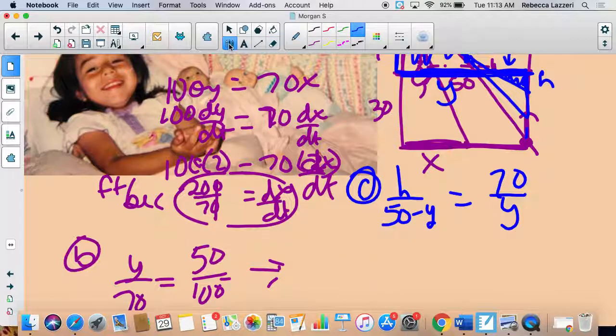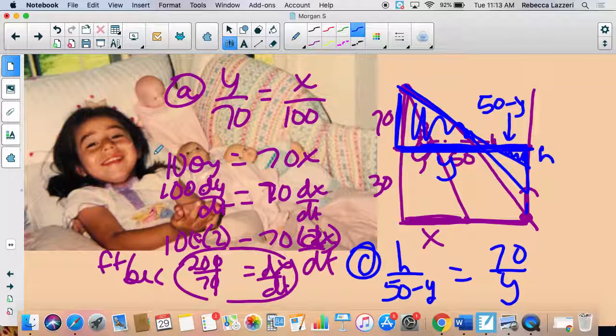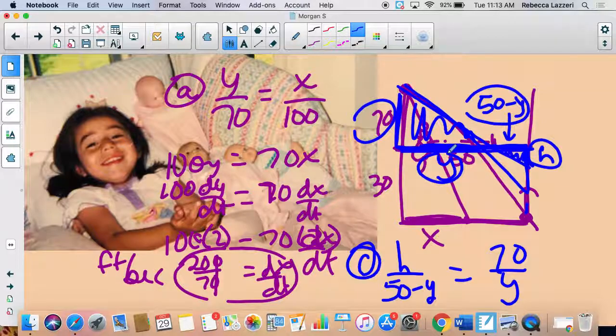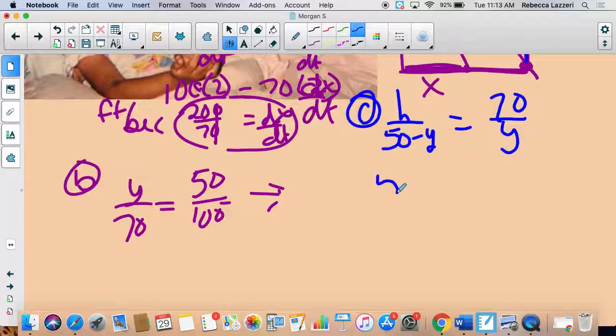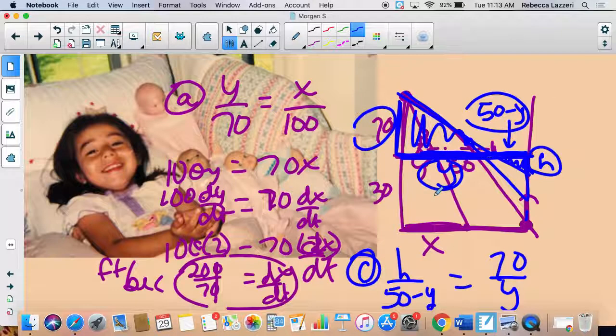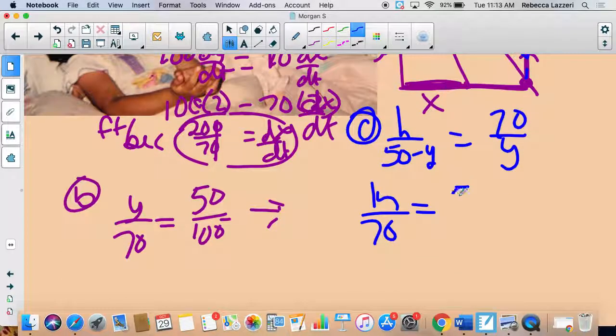Okay, now, I don't have to set it up that way though. I showed some people this morning that you also could do this. You could go side is to side as base is to base. So I could say h is to 70 as 50 minus y is to y. Couldn't I go side is to side as base is to base? Okay. So watch what happened if I did that. I could go h is to 70 because it's proportional. And go back to that same triangle, the small one, 50 minus y is to y.